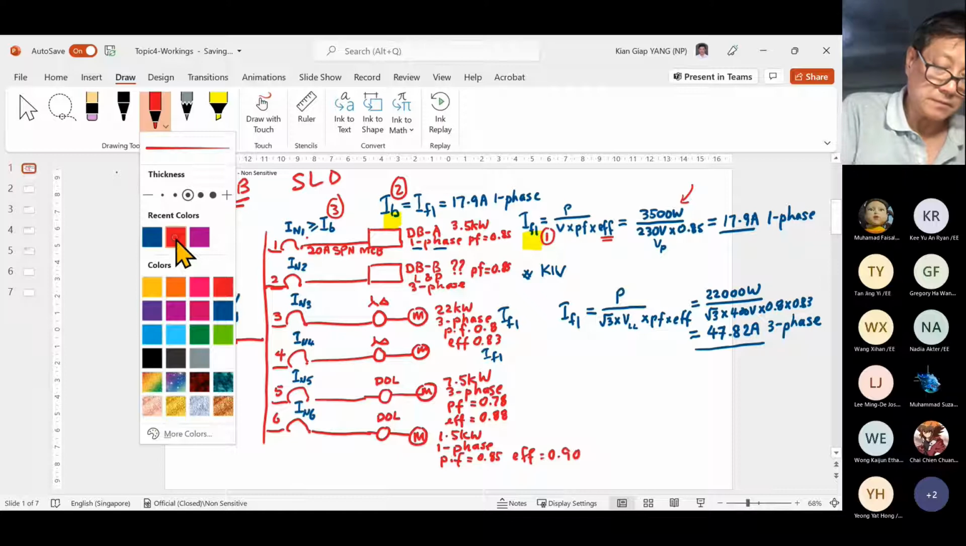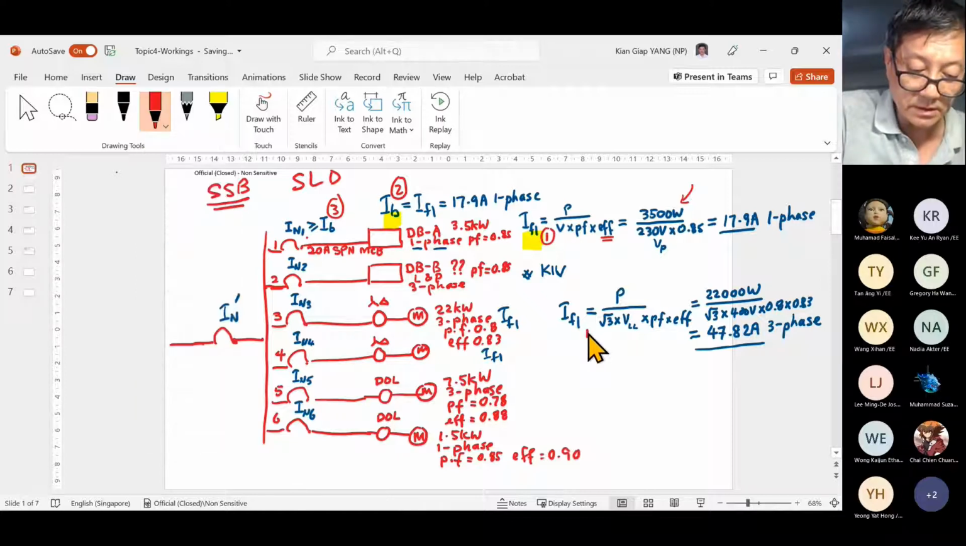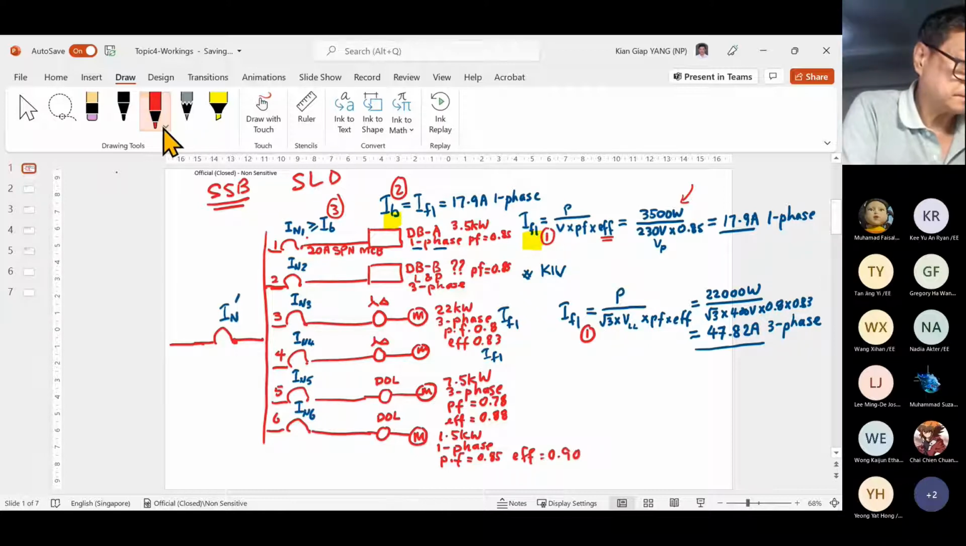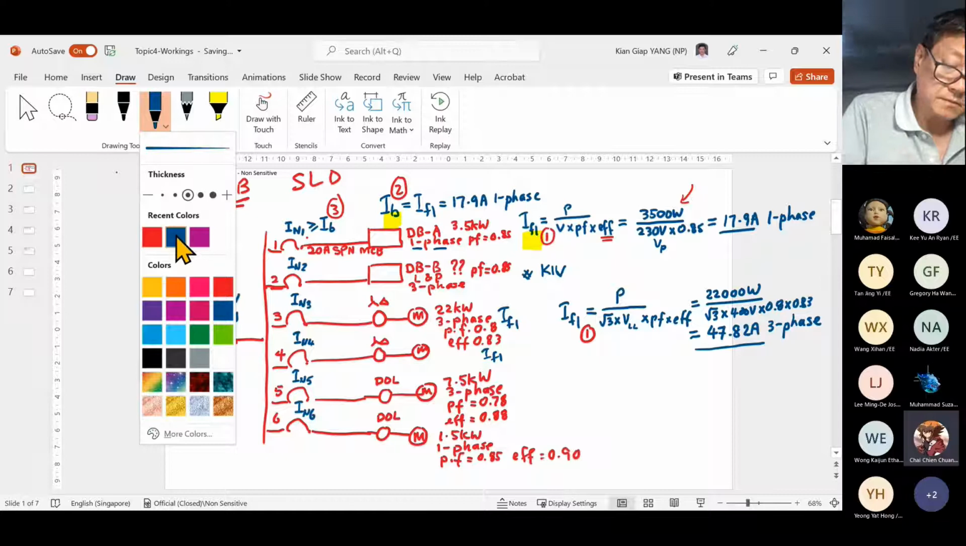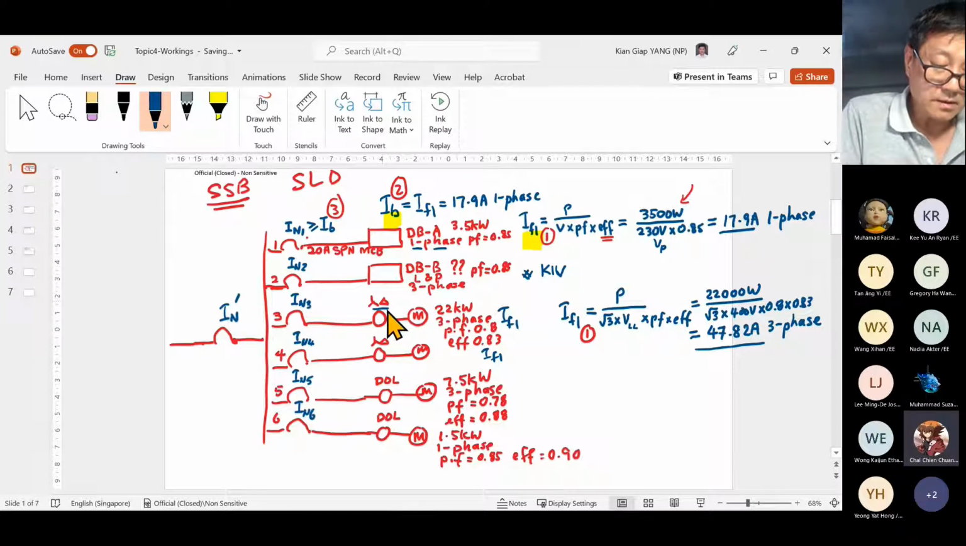What is the second step? So this is the first step. What is the second step then? You must find out what starter is being used, right? So what starter am I using here? Star delta. Okay, star delta starter. Now I know it's a star delta starter. Then what happens?